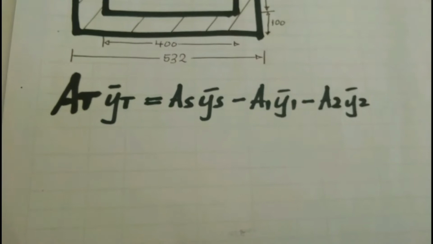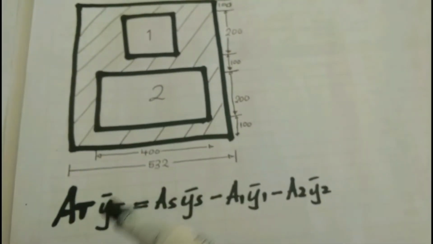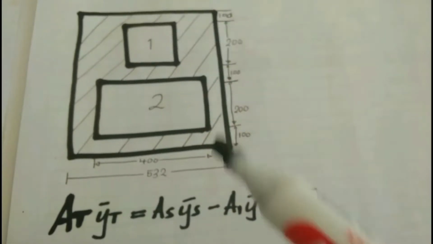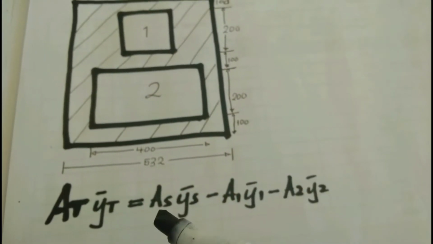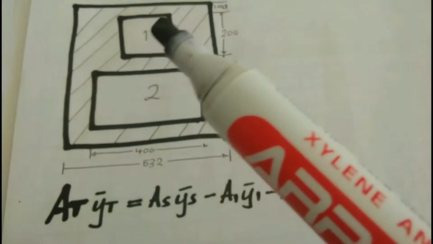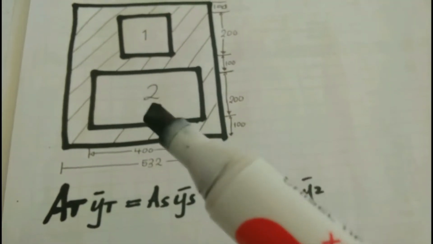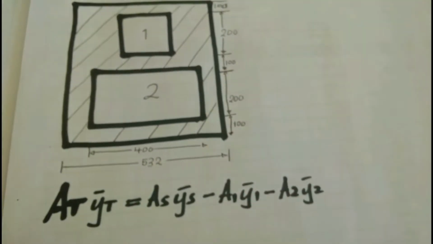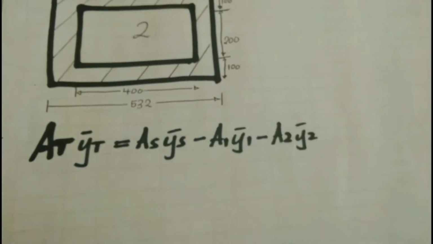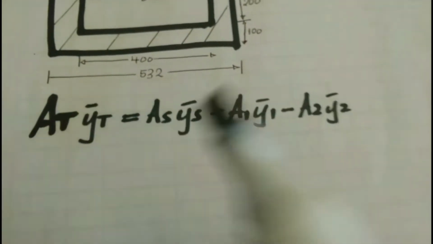So to calculate the centroid of the beam, we're going to use this formula, where AT is the total area for the whole material, and Y bar is the total centroid for this material. Also, AS is the area for the solid part, A1 is the area for this square, and for the rectangle it's A2. Y bar 2 is the centroid for this rectangle, and Y1 for this square. We're just going to substitute the information that we have to get what we want.